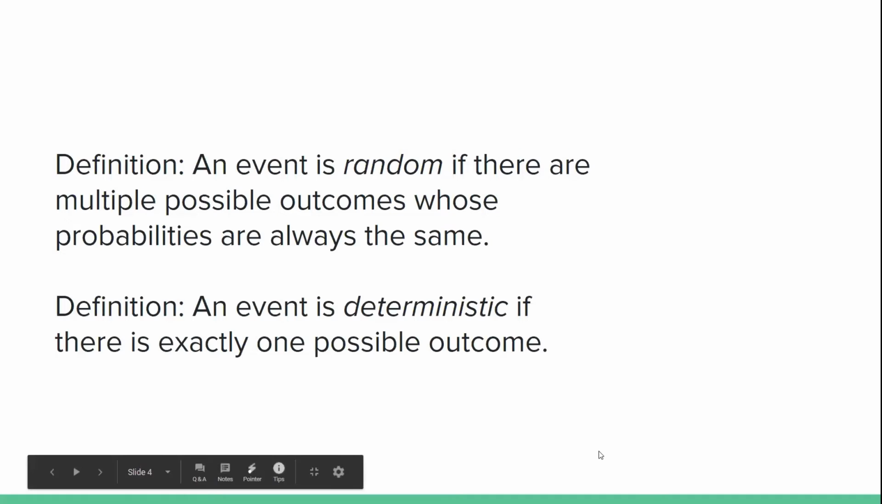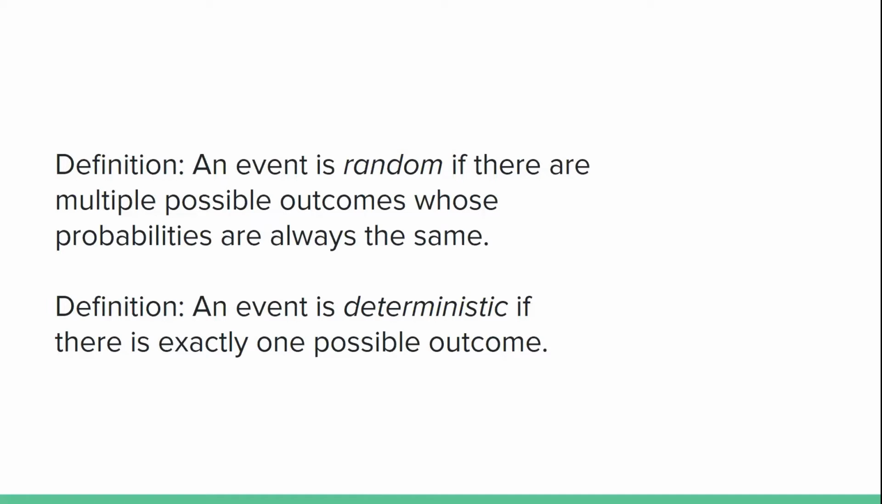A related definition is a definition for determinism. So an event is deterministic if there's exactly one possible outcome. So the event is affected by what happened before it. There is only one possible outcome for the event.